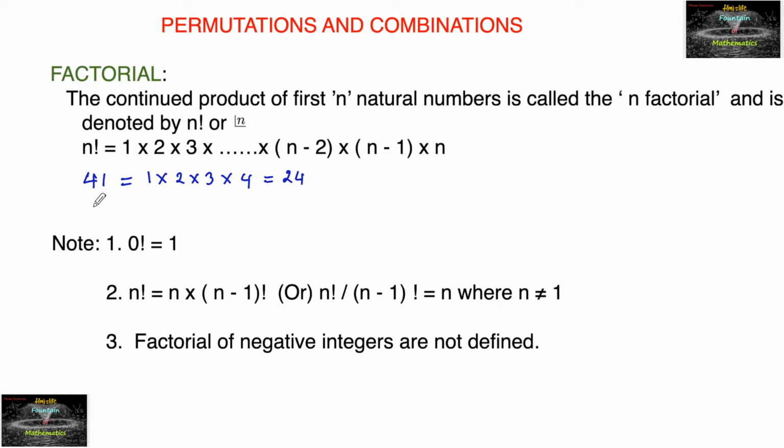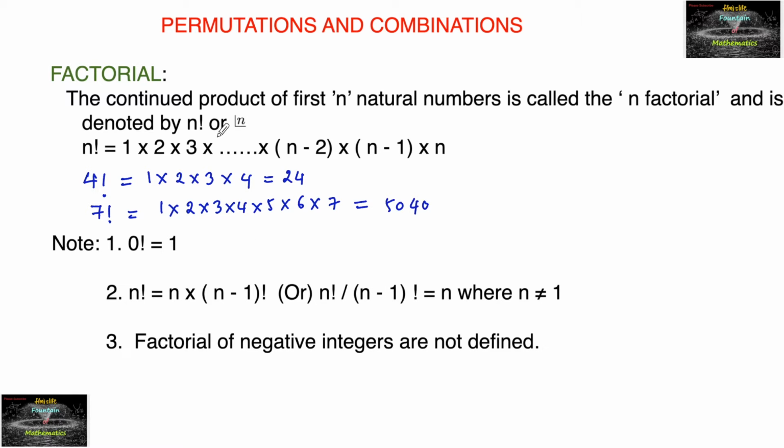Similarly, 7 factorial is the product of the first 7 natural numbers, 1 into 2 into 3 into 4 into 5 into 6 into 7. Up to 4 numbers we got 24, 24 into 5 is 120, 120 into 6 is 720, 720 into 7 is 5040. 5040 is the value of 7 factorial.